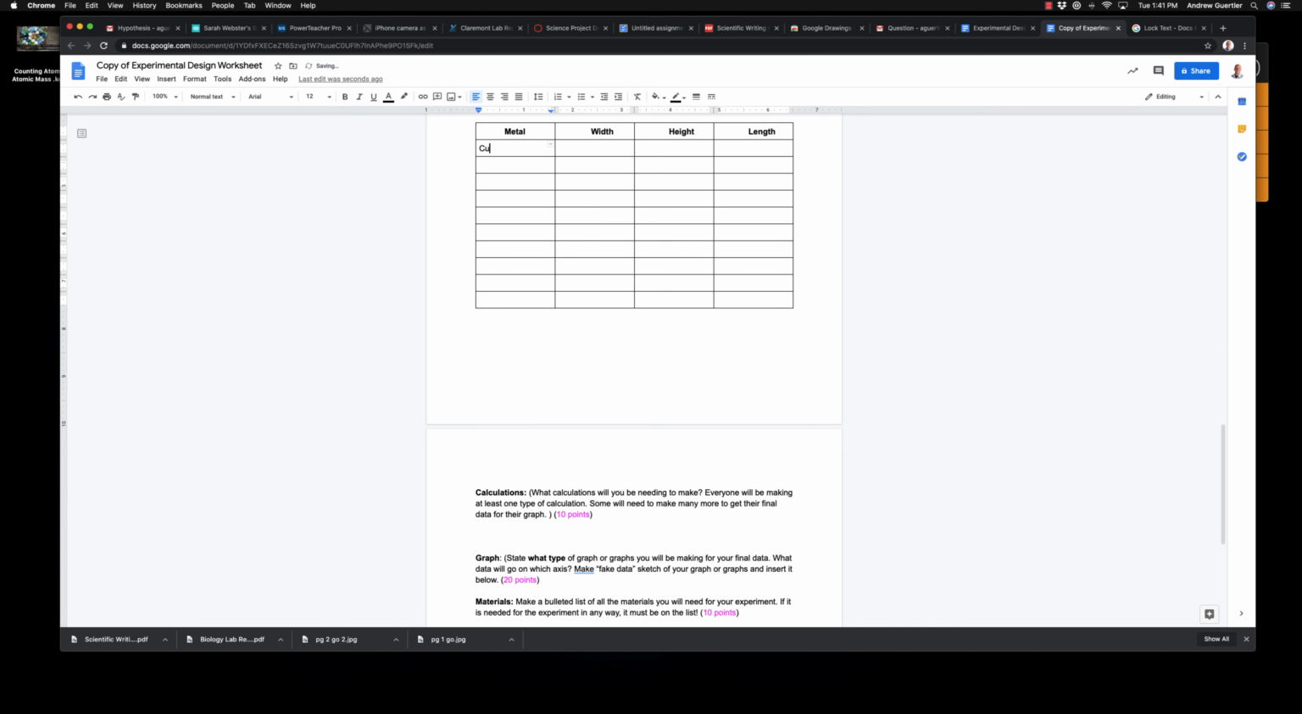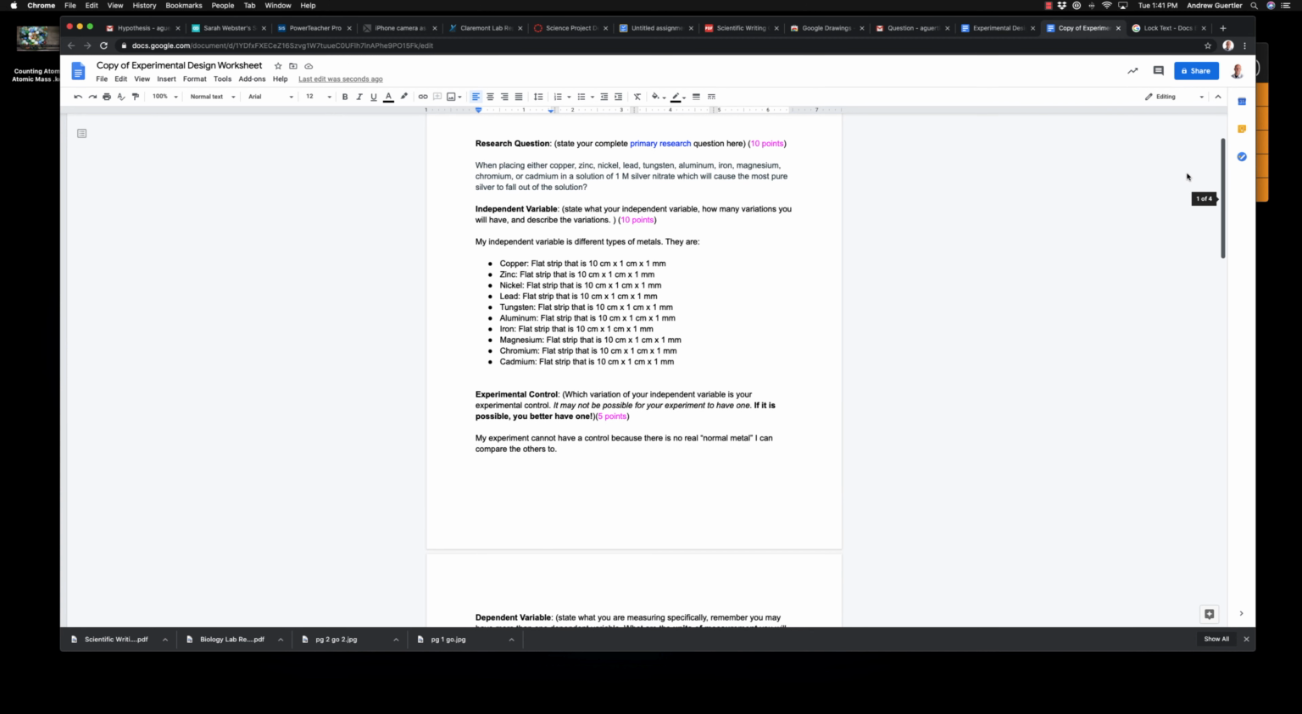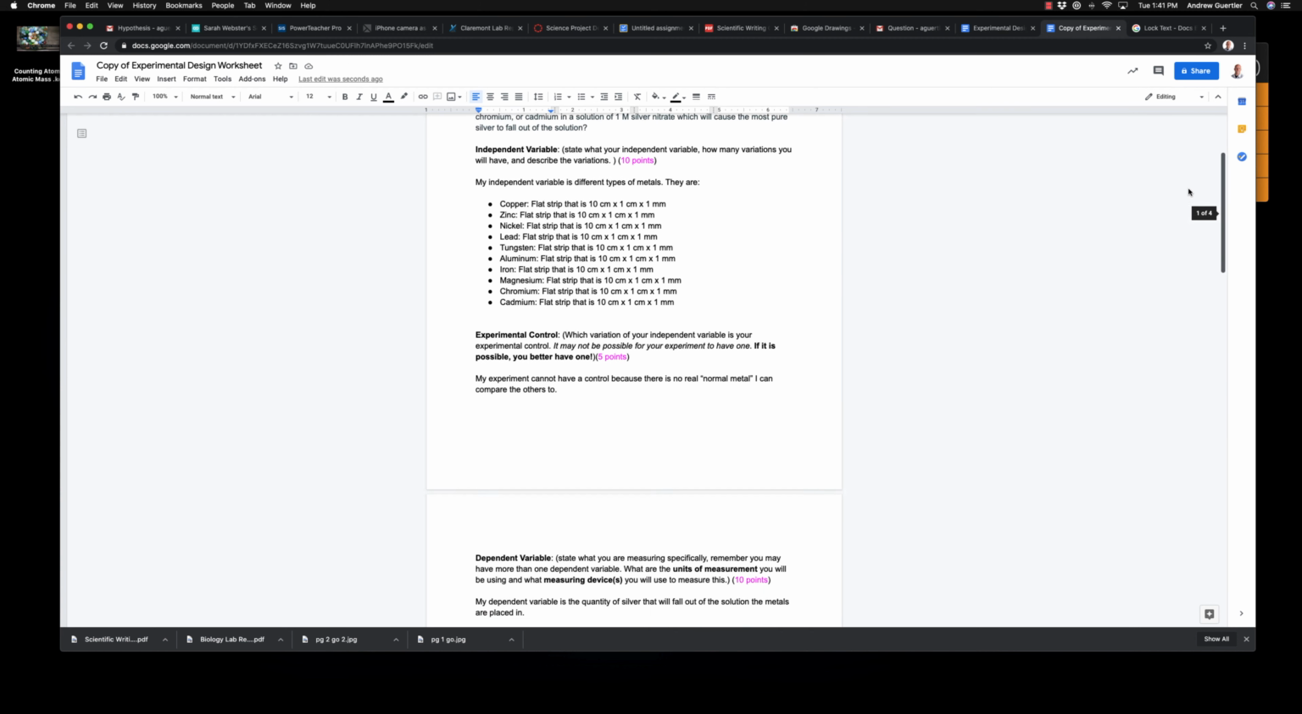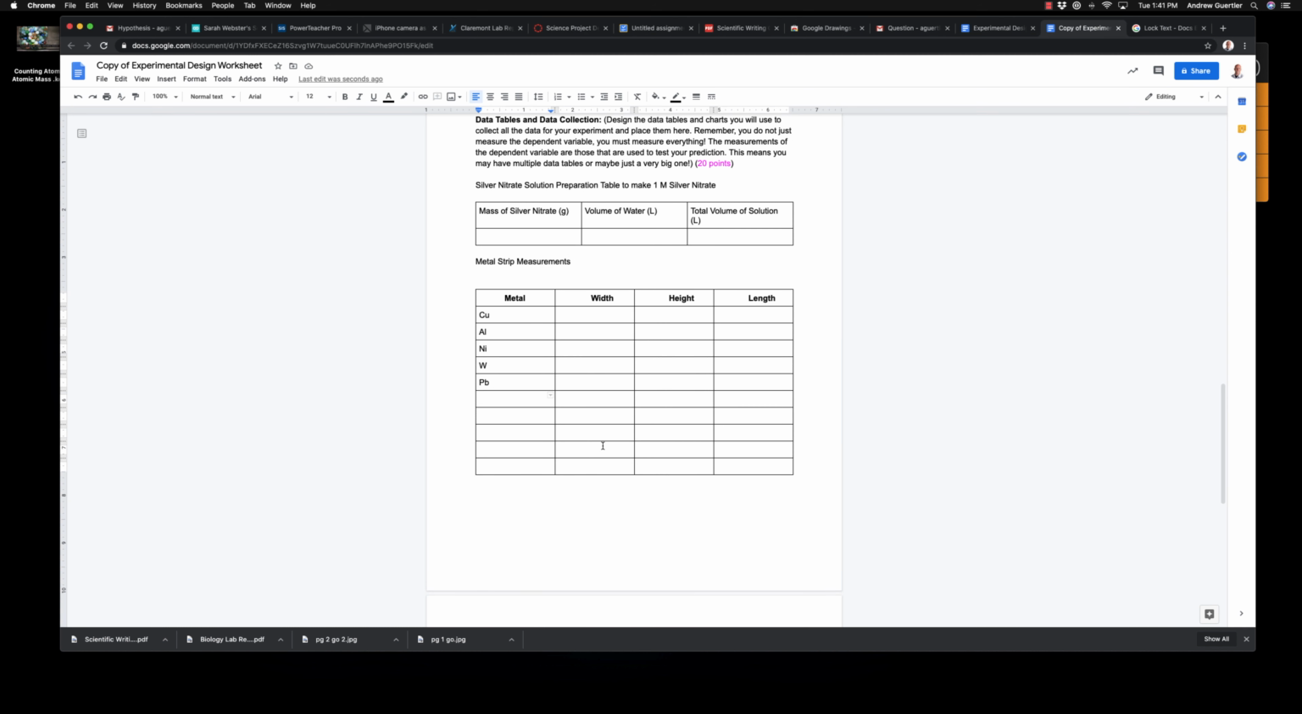So copper, aluminum, I think it was nickel, tungsten, I think lead, and I can't remember the rest. Zinc, iron, magnesium. Chromium and cadmium. Okay. Now, we want to make sure that we're putting units of measurement.